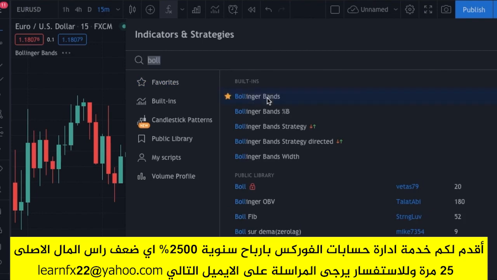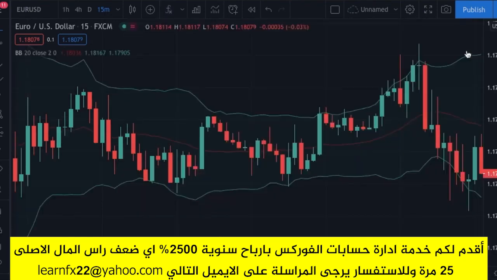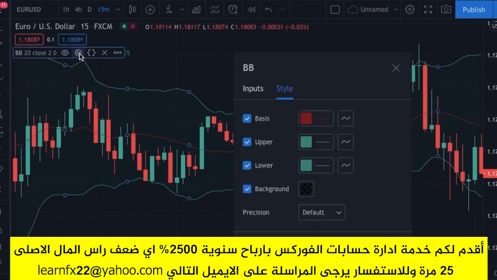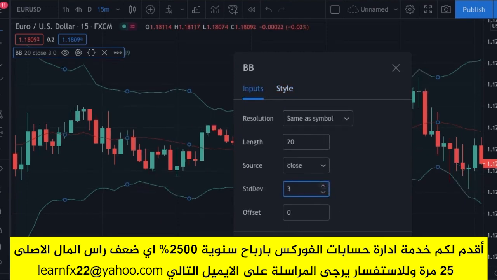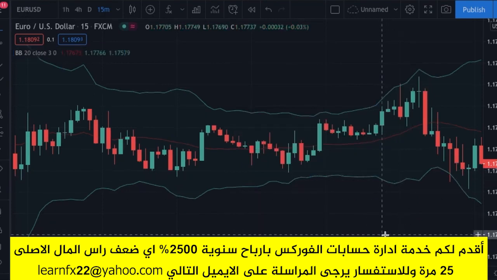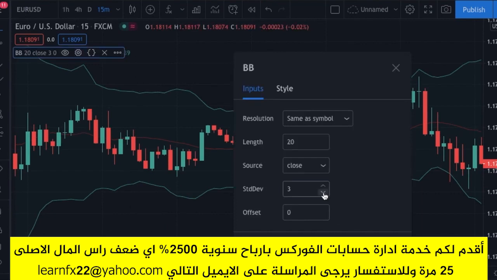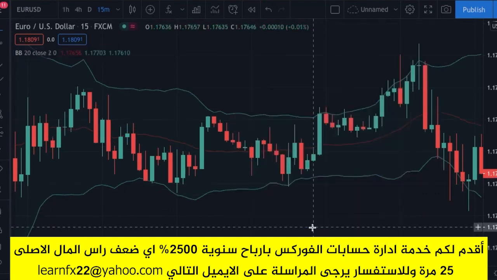If you want to change how they look or their settings, you can click the settings icon here. These are the default settings of the Bollinger Bands indicator. You can change the standard deviation if you want. If you increase it to 3, for example, you will see that more of the bars will be inside the bands. But I use it with default settings, which are the 20-period moving average and 2 for standard deviation.